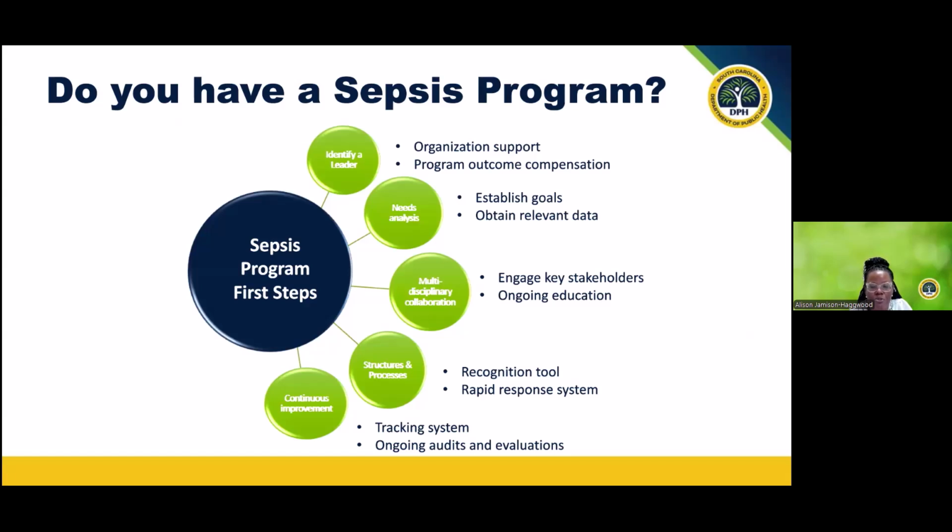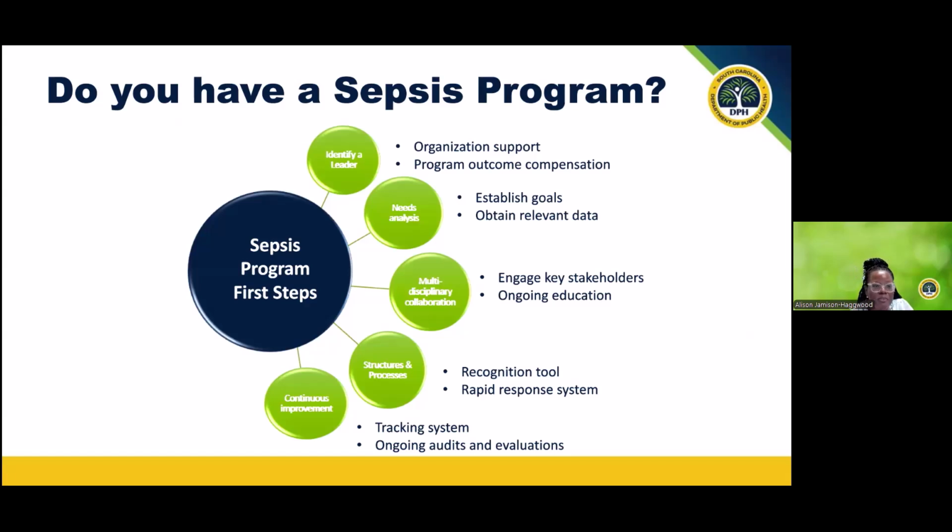And then tracking, reporting, and continuous improvement. You want to track your data, monitor those key performance indicators or KPIs related to sepsis screening, treatment, and outcomes. And then establish a reporting mechanism, and then conduct ongoing audits and evaluations of your program to make sure it's serving its purpose and meeting those goals that you have in place.